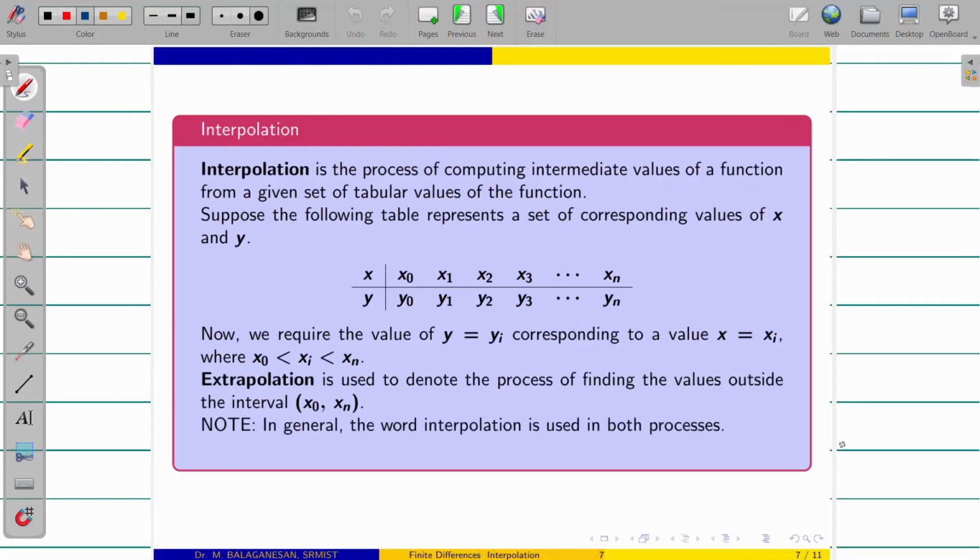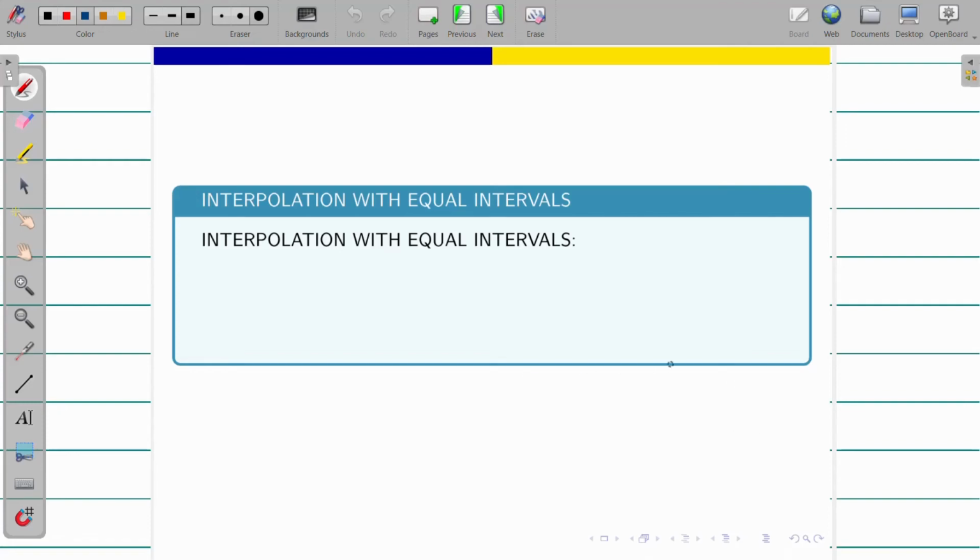As I told you already, for both finding the intermediate values and outside values, we can apply the interpolation concept. In interpolation, we have two major concepts, guys. Interpolation can be divided into equal interval and unequal interval. Equal and unequal are nothing but x values.